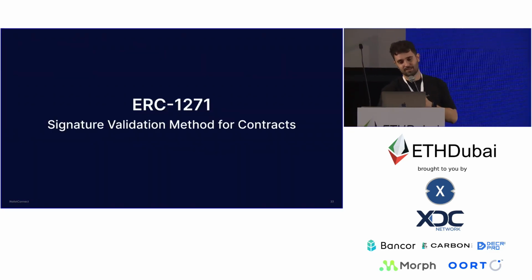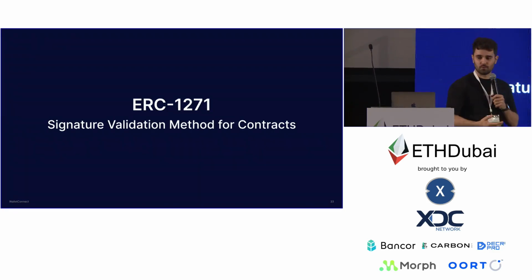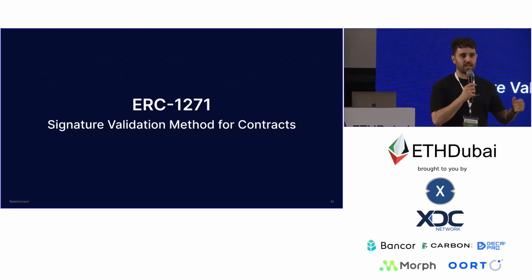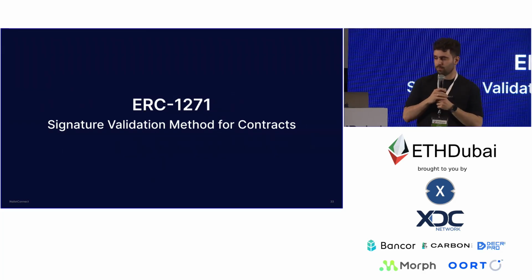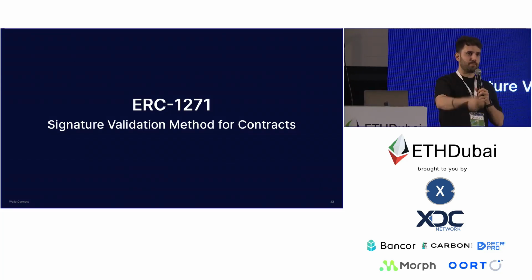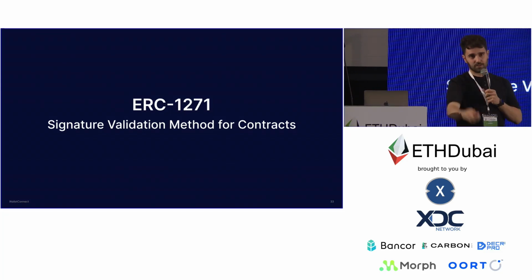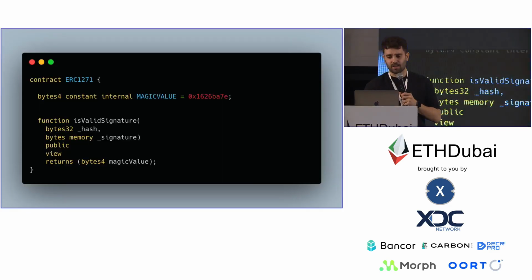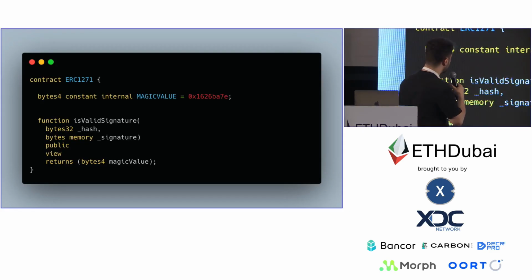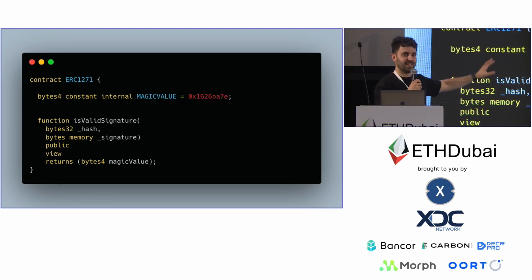There's a standard for that. ERC 1271 means signature validation method for contracts. So now a smart contract can actually validate a signature and say this signature matches the owner of this smart contract. And it's quite simple. I don't want to be showing too much code, guys, because I don't think that's actually important. But I wanted to show you how simple this standard is.